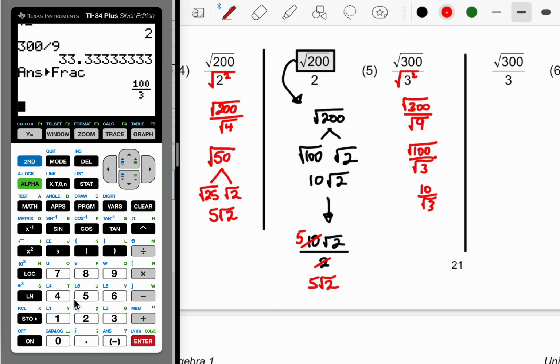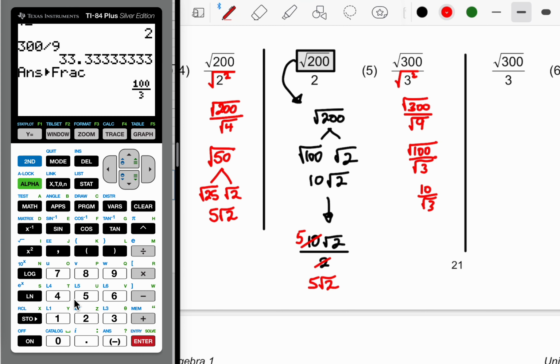It's a skill. Some people suggest that you can't have a radical in the bottom of a fraction, but that's not true. You can certainly have a radical in the bottom of a fraction. There's nothing wrong with that. So this would be as far as we would go for this approach.